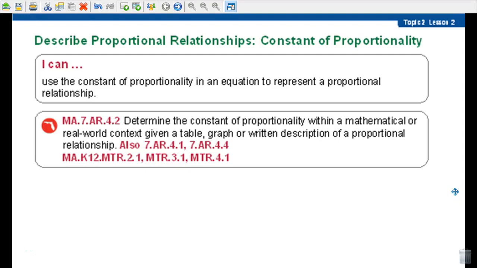So let's get into this lesson. We're at topic 2, lesson 2 in the Savas book. Describe proportional relationships, constant of proportionality. I can use the constant of proportionality in an equation to represent a proportional relationship. Cool beans, okay? Let's get going.